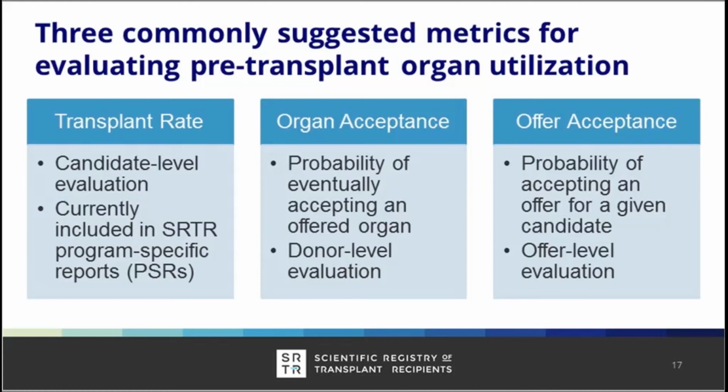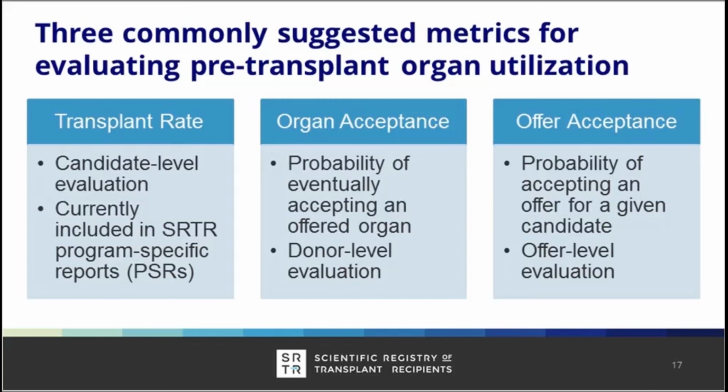In this one, though, it's sort of a donor level evaluation. In other words, did we take this donor? You can't adjust that type of metric for the candidate characteristics. In other words, the match between who that donor was being offered to. And there's other issues sort of statistically with using organ acceptance to classify program behavior, and I'll share that with you coming up here.